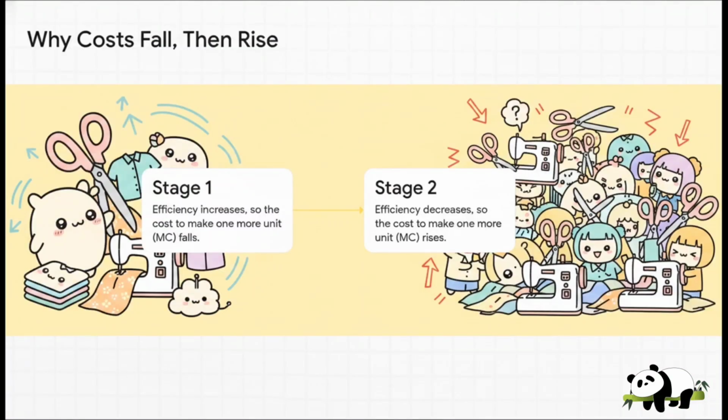So picture this. When Ravi only has 1 or 2 workers, they get into a groove. One person cuts fabric, the other sews. They specialize, they get faster. Productivity goes up, so the cost to make that next shirt, the marginal cost, goes down. But if Ravi keeps hiring more and more people and stuffing them into the same space, they start bumping elbows, waiting for a machine to be free, they get in each other's way. Productivity drops, and the cost of making that next shirt starts to go up again.